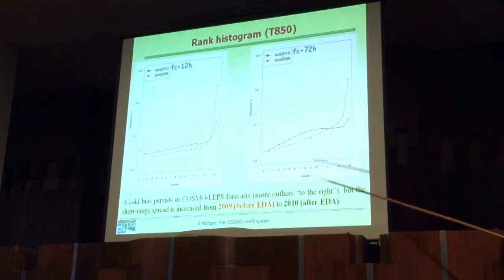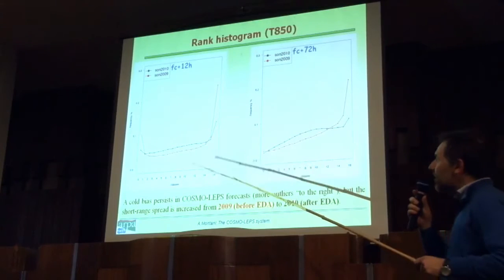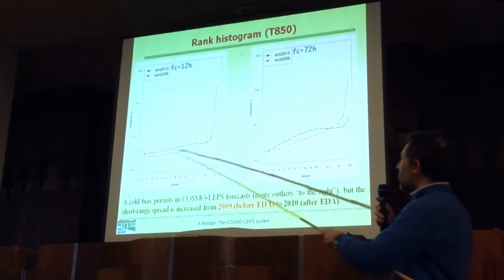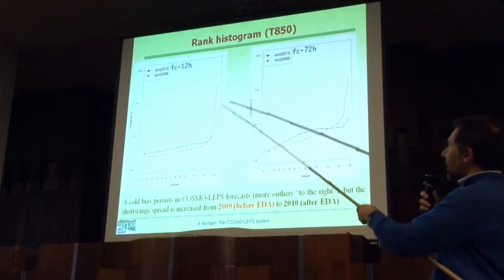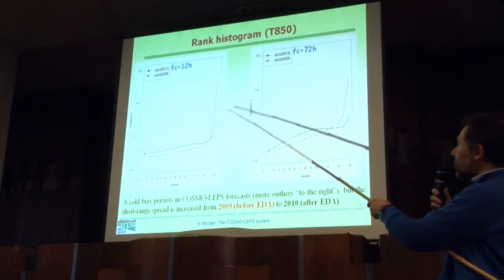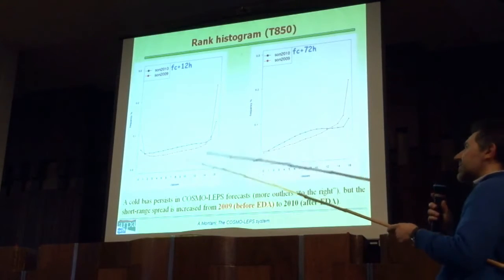Talagram diagram, okay, the Talagram is the same. What basically happens is that this should be very flat. It's not flat anyway, but in any case, a U-shape means that the ensemble is under-dispersive. A non-symmetric U-shape means that you are under-dispersive and you have a bias.